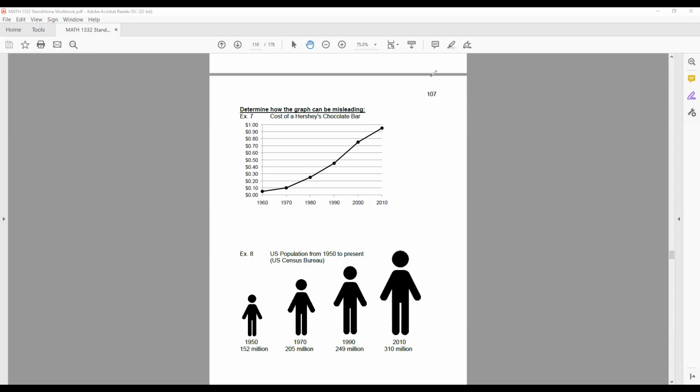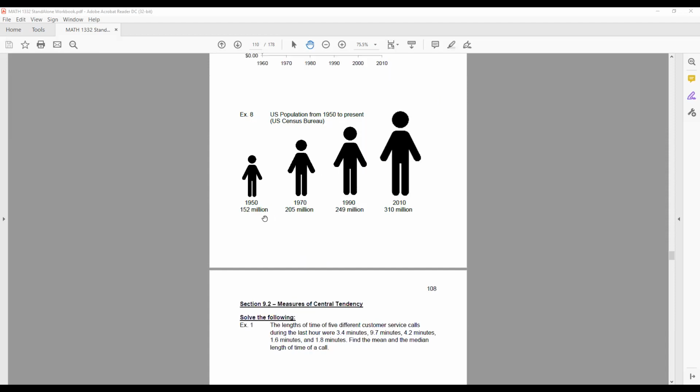Look at example 8. US population 1950 to present. Okay, so they're using the size of this little dude here to represent the size of our population. But look at the numbers, right? 1950, you got 152 million living here in the US. 2010, we had 310. So that's about double, right?